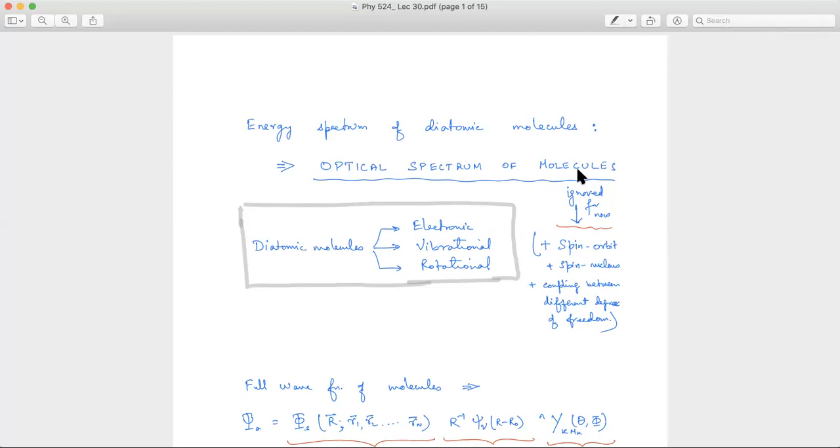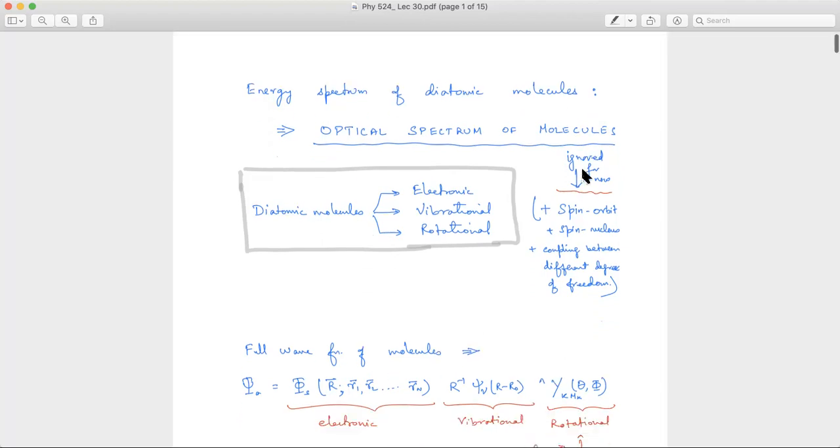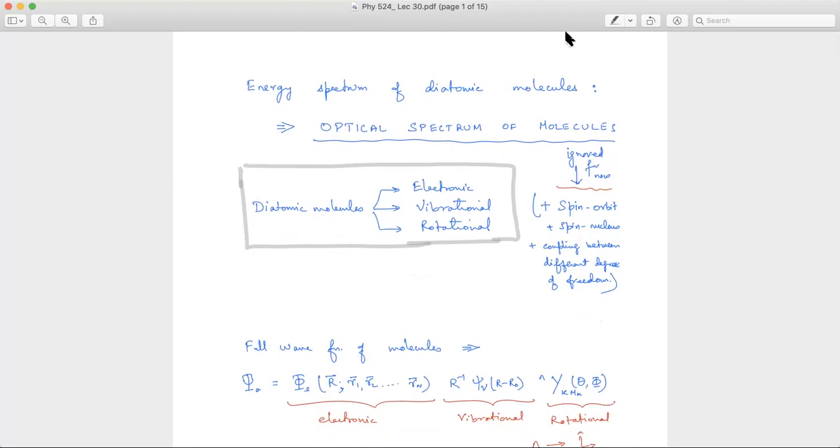Okay. So we'll continue with our discussion on the electronic energy scale, vibrational and rotational energy scales of diatomic molecules. And today we are going to discuss the optical spectrum, basically. So if I do experiments of emission and absorption, then how do these electronic states, vibrational, rotational states, etc., manifest in the observed optical spectrum? So that's the target for today.